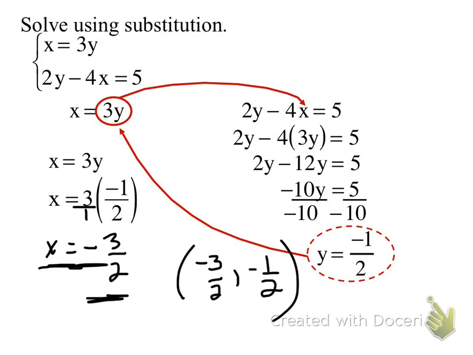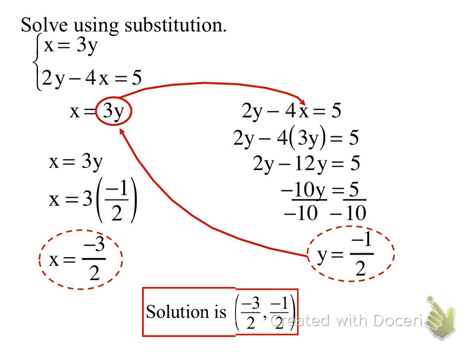Michael? When you're checking your work for the x equals 3y, your answer would be -3/2 equals 3 times negative 1/2. And your equation should come out equal. It came out -3/2 equals -3/2. Yeah, that's correct. That's perfect.